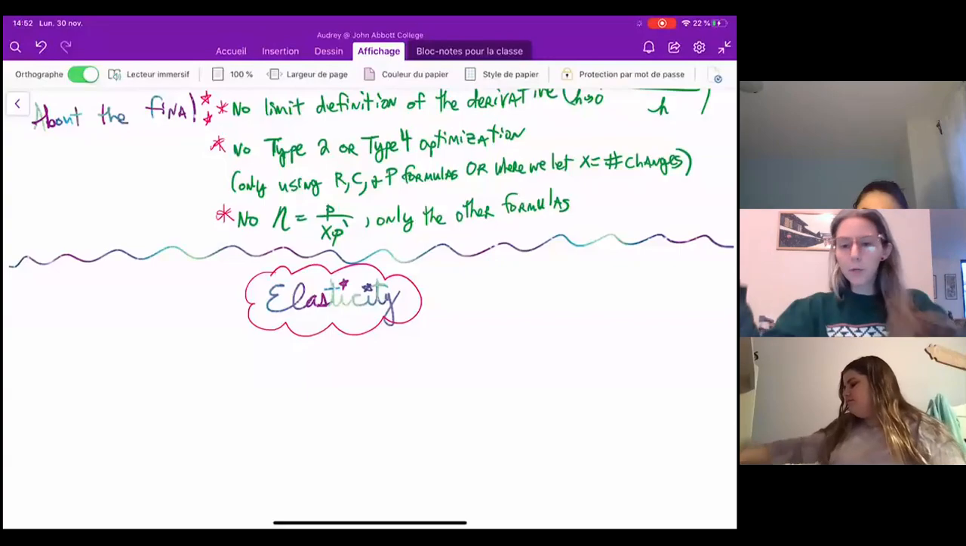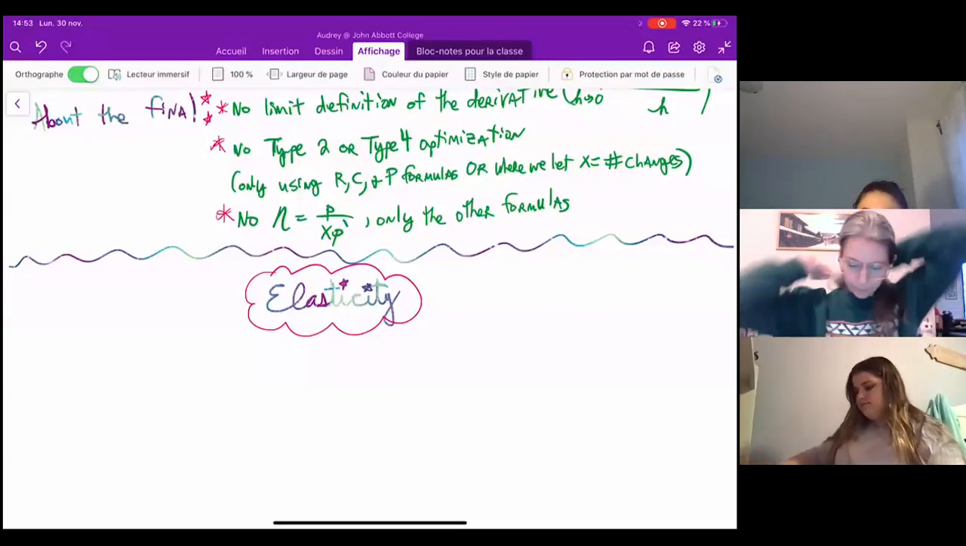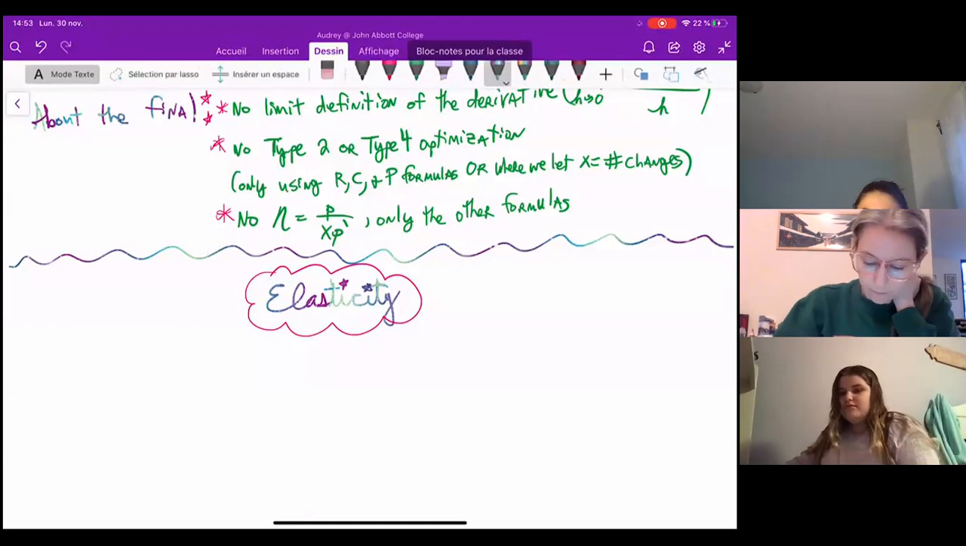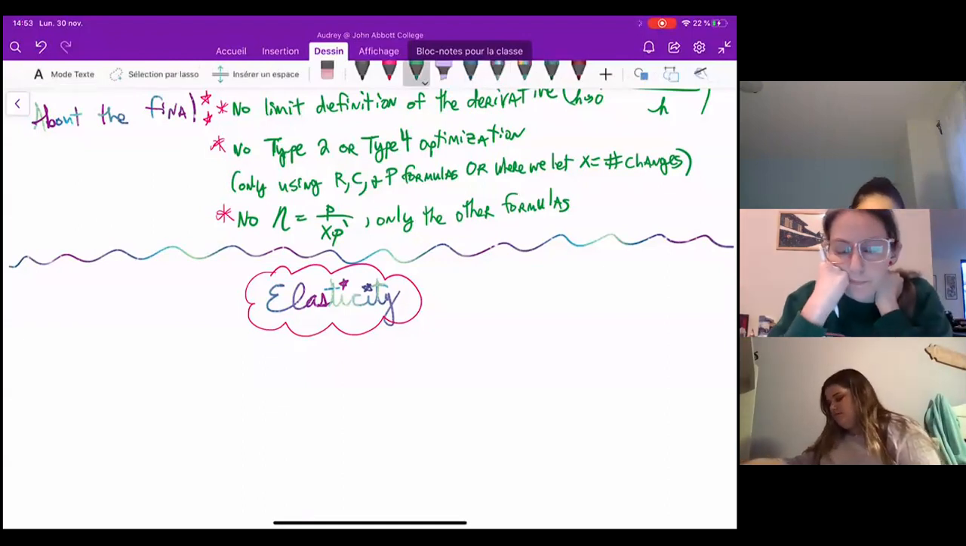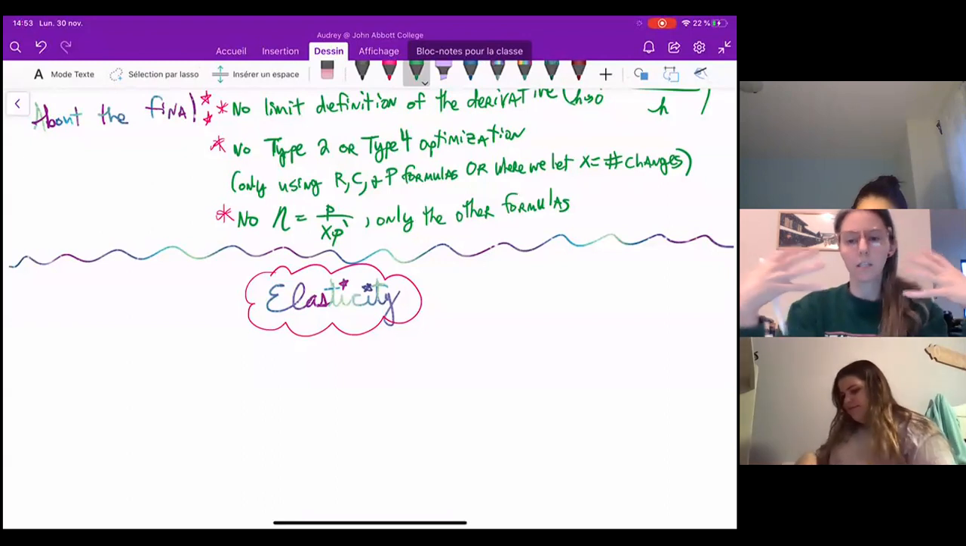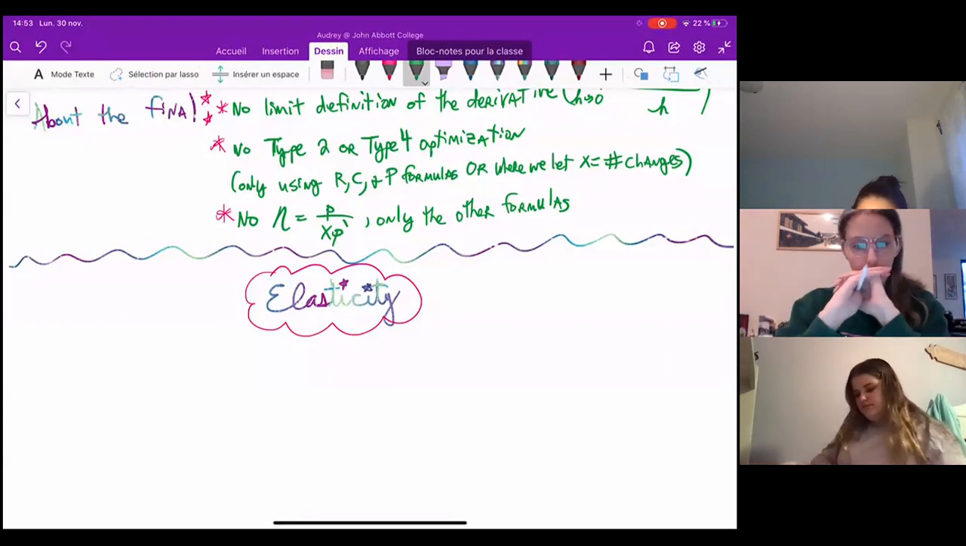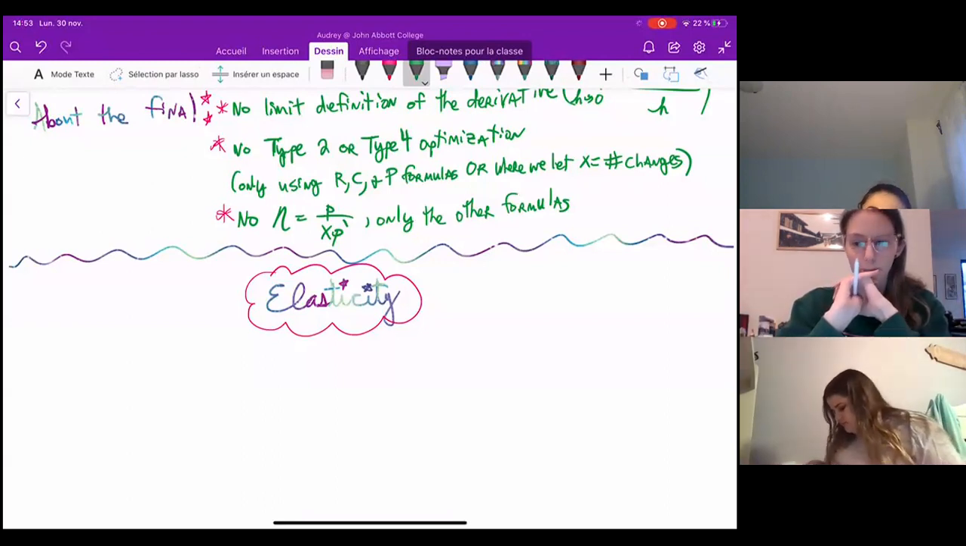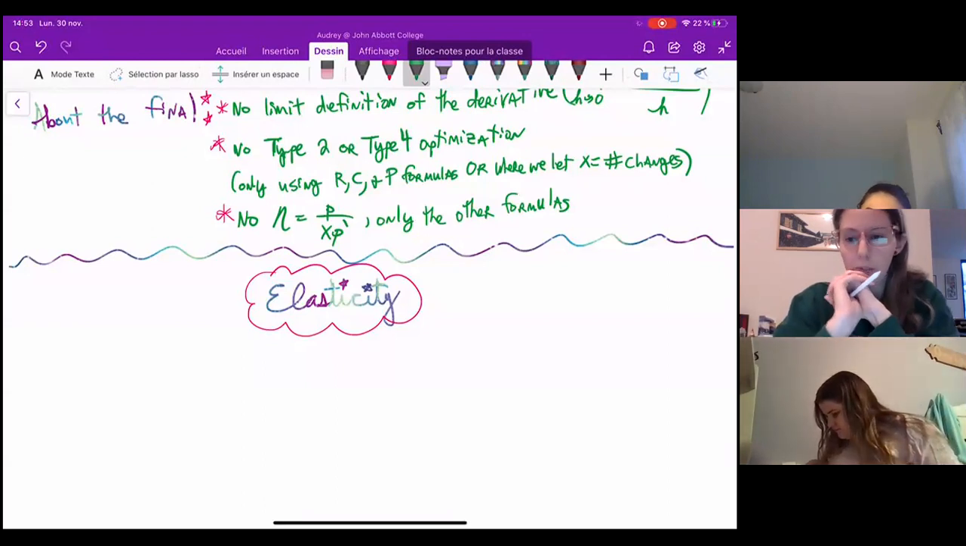Okay, who remembers what elasticity means? What does elasticity tell me? What piece of information does elasticity give me? Like, what is it measuring? You guys can look back in your notes if you need to.